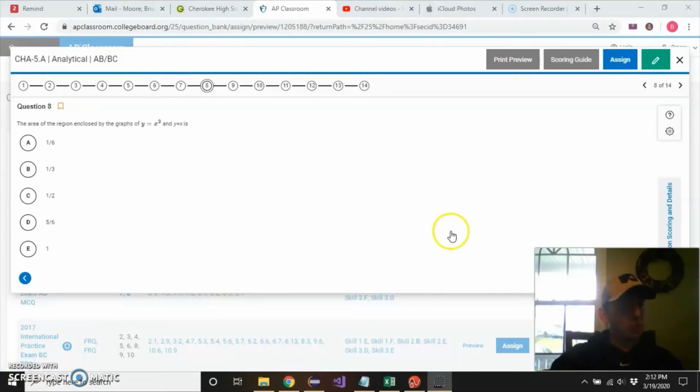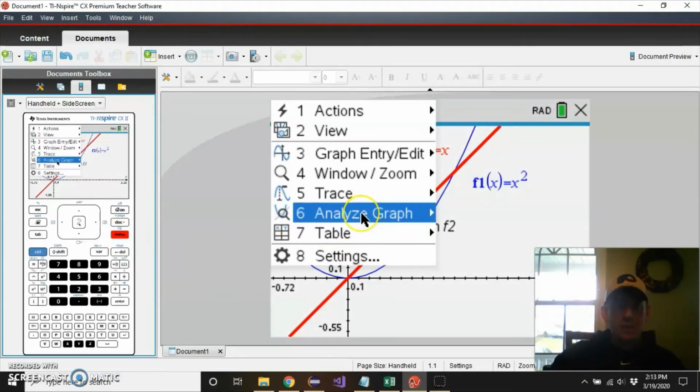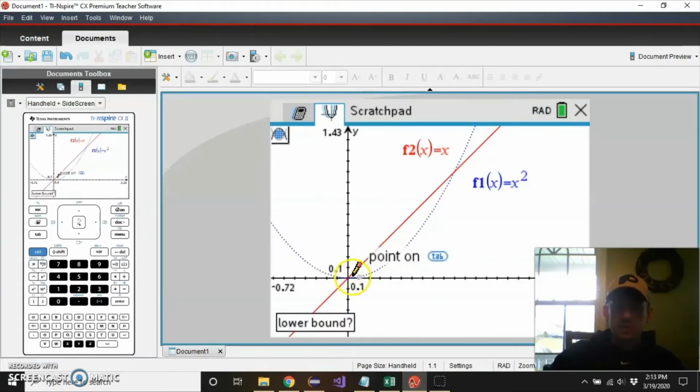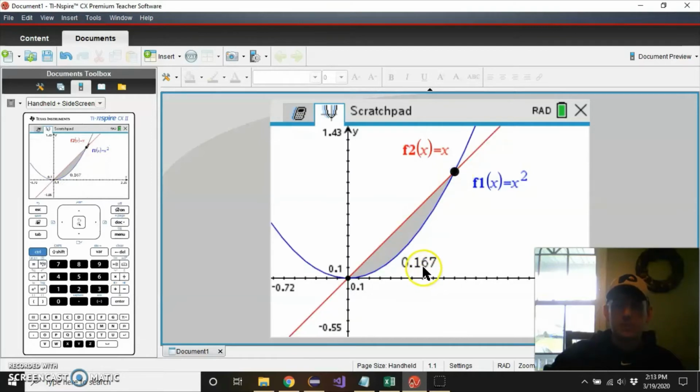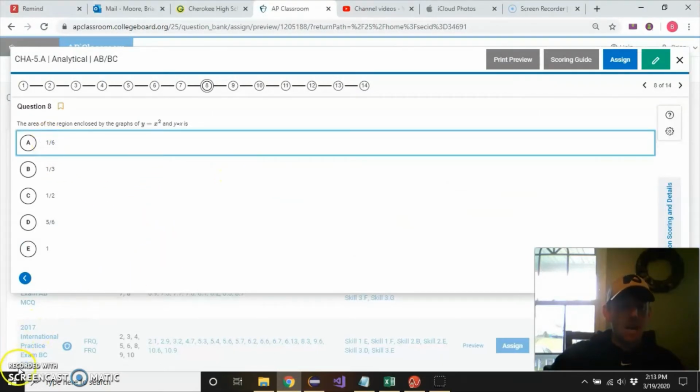Okay, number 8 seems easy enough to do by hand. But if we're allowed to use a calculator, we might as well. So we've got a parabola and y equals x, and we just need to find the area enclosed there. So we'll graph them, and we can actually just cheat with our Inspire and ask for the bounded area. Analyze graph, bounded area, lower bound, should click on the intersection point, and again, should snap right onto that intersection point, done. And we've got 0.166 repeating probably, and that is 1/6. Cool. All right.